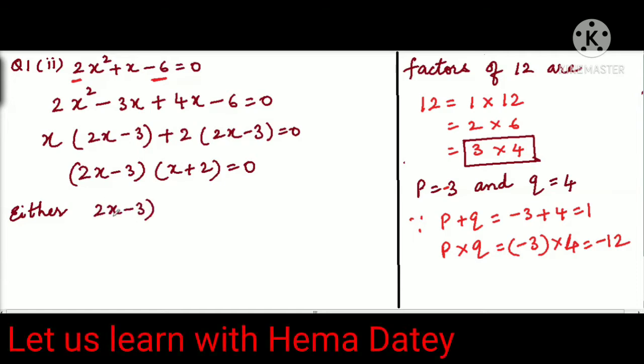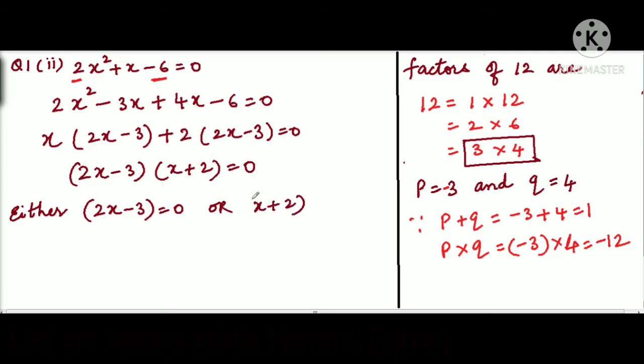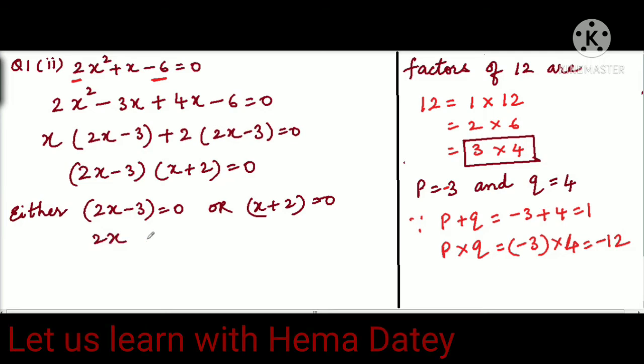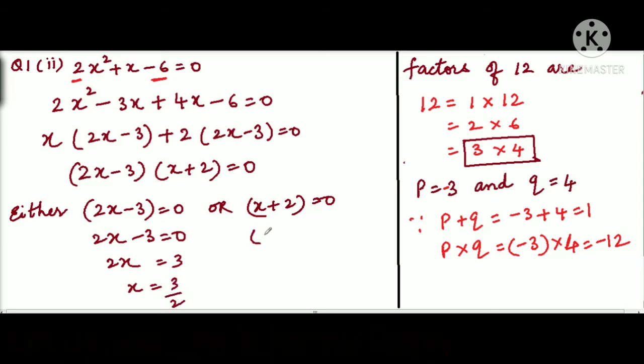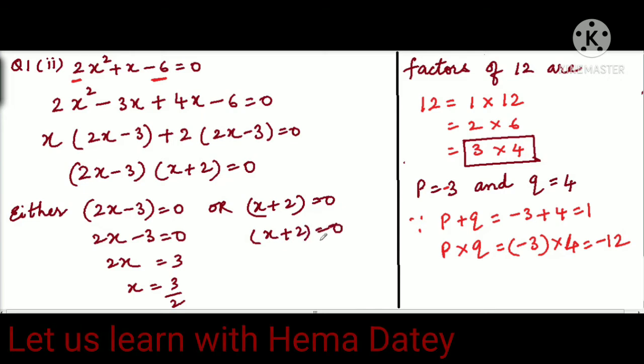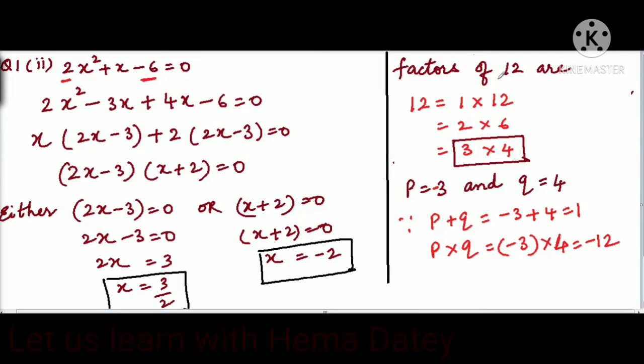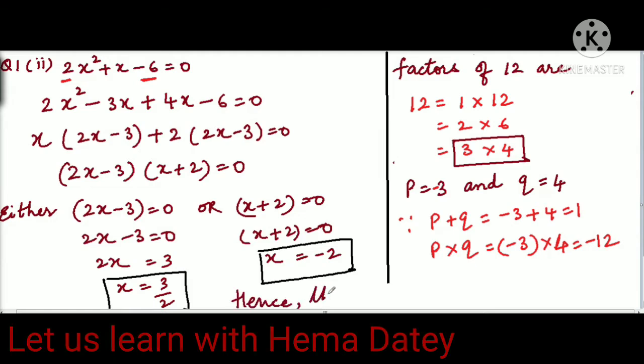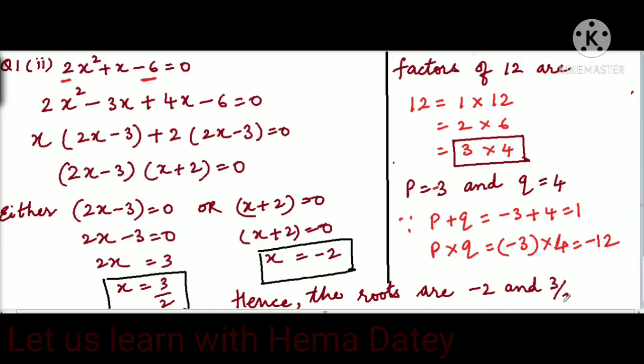If the product of both the factors is equal to 0, it means either 2x minus 3 is equal to 0 or x plus 2 is equal to 0. We solve it. 2x minus 3 is equal to 0, 2x is equal to plus 3, x is equal to 3 by 2, or x plus 2 is equal to 0, so x is equal to minus 2. Thus we have got two values, x is equal to minus 2 and x is equal to 3 by 2. Hence, the roots of the given equation are minus 2 and 3 by 2.